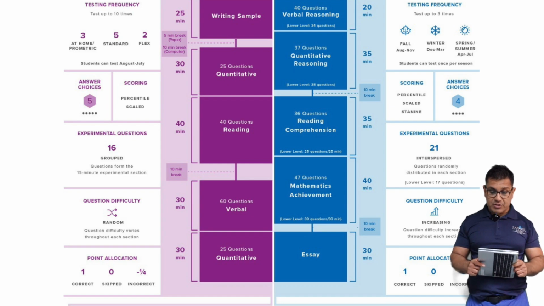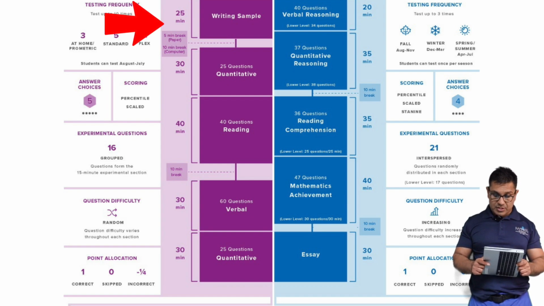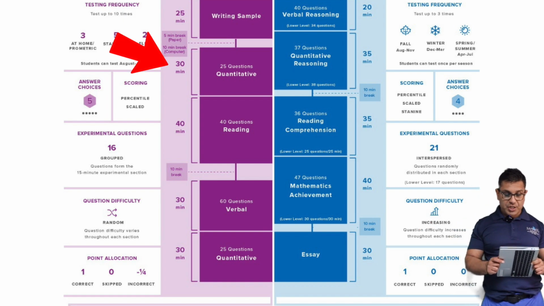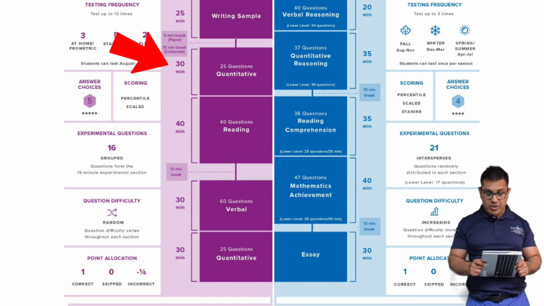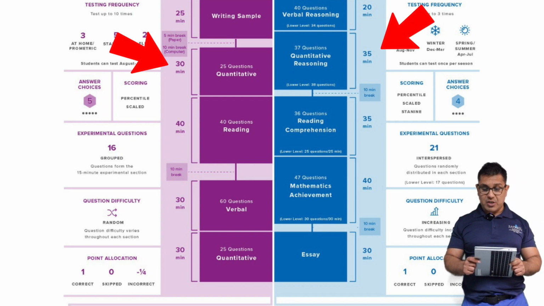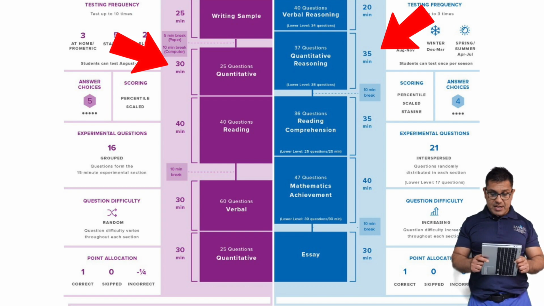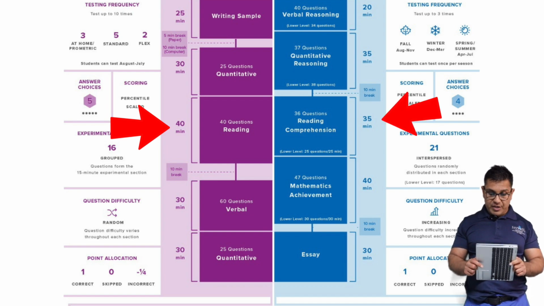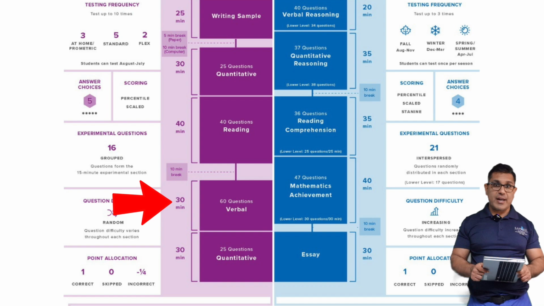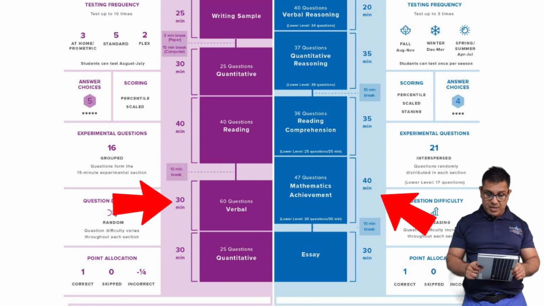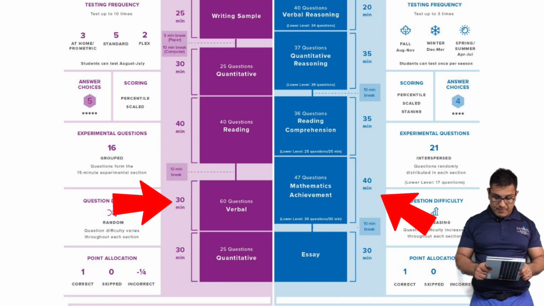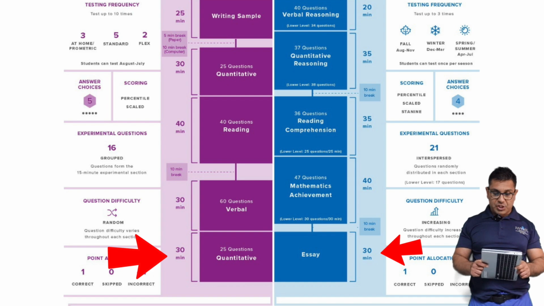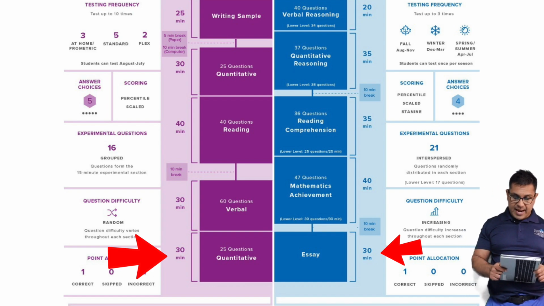The next thing is that there's a writing sample in the SSAT, as well as an essay at the end of the test on the ISEE. You come to a quant section that's about 30 minutes, 25 questions, very similar to the 35 minutes, 37 questions on the ISEE. And then you have 40 questions of reading comprehension, followed by 36 on the ISEE. So very similar. And then you end with a verbal section on the SSAT, and you end with the math section on the ISEE. It's followed by an essay on the ISEE, and a quant section on the ISEE, and an essay on the SSAT.